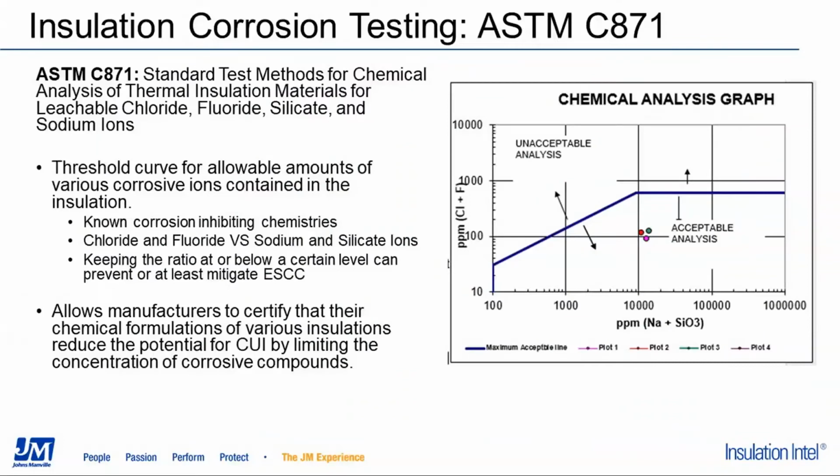So another common test method used for corrosion testing is the ASTM C871 test, which uses the ratio of sodium and silicate ions to determine an acceptable chloride and fluoride content of the insulation. This method uses the same extraction technique as the C1617 test. And while it's widely accepted that the leachable sodium and silicate content of an insulation can act as an inhibiting function to the corrosion caused by chloride and fluoride ions, the ions present in the JM-XOX corrosion inhibiting surface layer were similar to those generally accepted passivators via the 871 test, although the base metal in each test method is different.